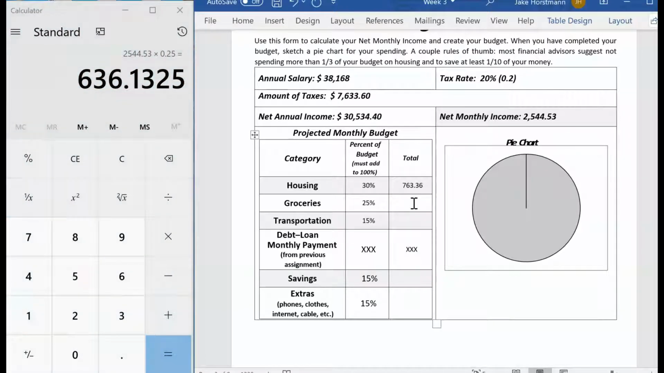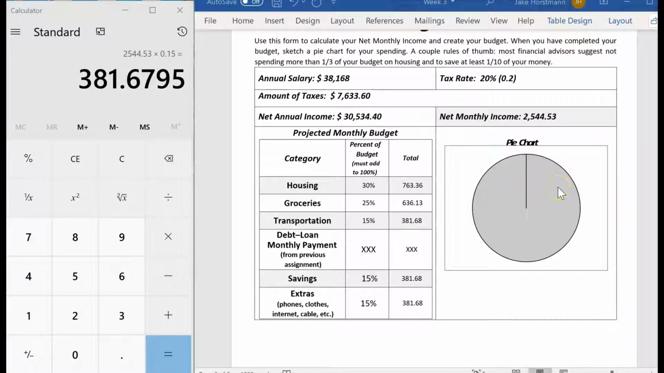So groceries, I have $636.13 a month. So I went ahead and just finished the chart. 15% is $381.68, and since these are both 15 for me, I just plugged in the numbers. So next thing you're going to do is complete your pie chart.